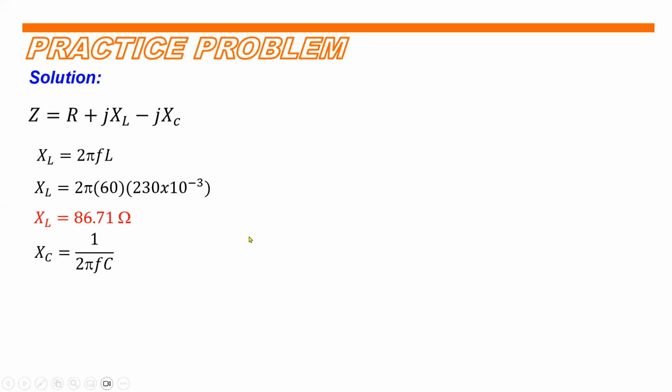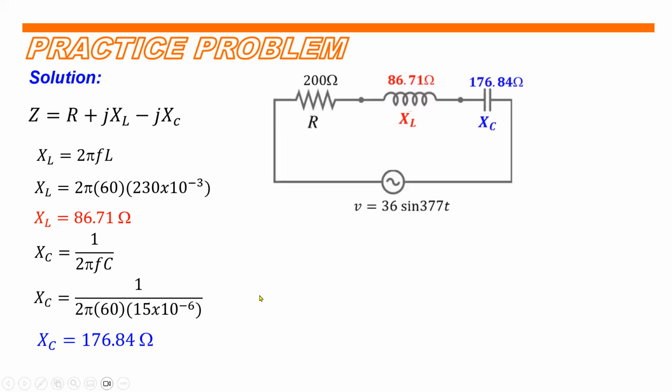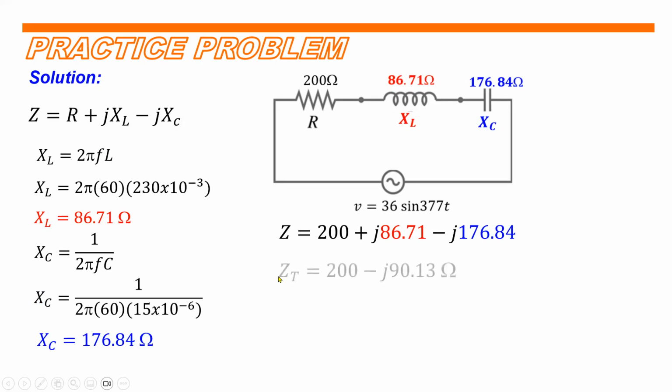And to solve for the value of the capacitive reactance, that it will be equals to 1 all over 2 pi FC. And again, substitute all the values given, then the capacitive reactance will be 176.84 ohms. So since may value na tayo ng inductive reactance and capacitive reactance, pwede na natin i-substitute dun sa ating equation. So that will give us impedance is equals to 200 plus J 86.71 minus J 176.84. So the total impedance will be 200 minus J 90.13 ohms.